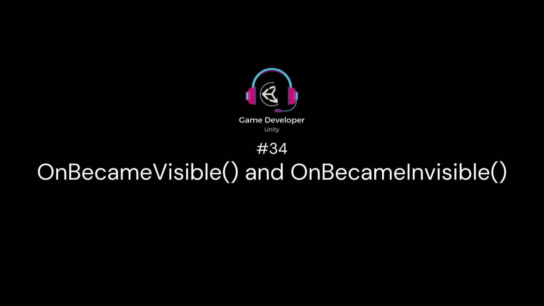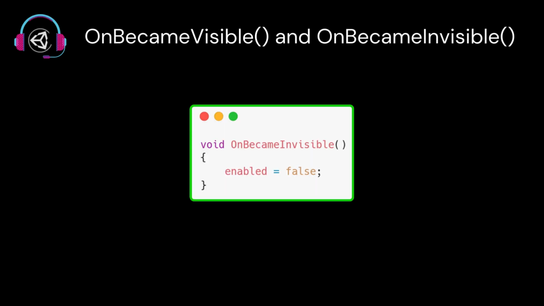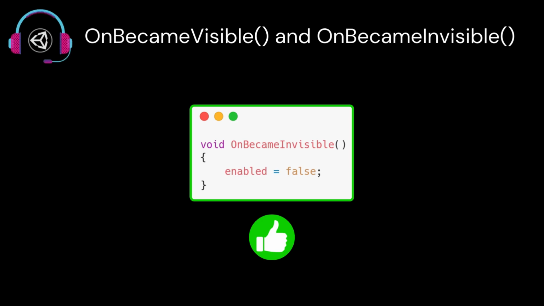Tip number 34, use OnBecameVisible and OnBecameInvisible. Callbacks like OnBecameVisible and OnBecameInvisible notify your scripts if their associated game objects become visible or invisible on screen. Turn off heavy computations when the object is not visible to save resources.